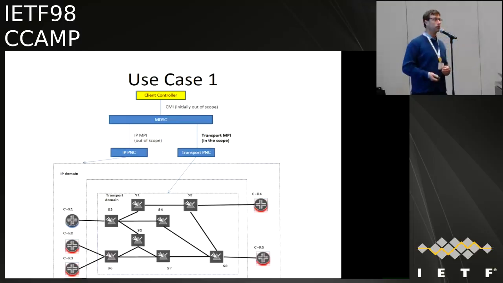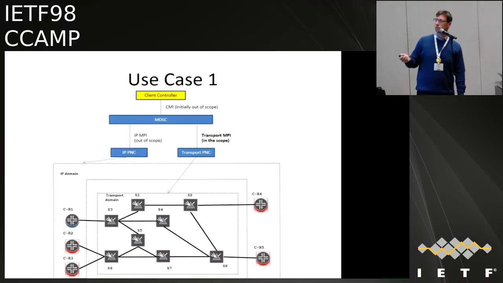Okay, this is a quick overview. What is use case number one? We have a transport network which is providing interconnection for different routers. We assume that we have a transport PNC exporting, via a transport MPI, information about the network to the MDSC, and the MDSC is providing IP plus optical coordination. We are making an assumption that there is a CMI, there is an API, but this is out of scope of our work. We are just assuming that something is happening, but we don't care about how this is done because it's outside of our scope.